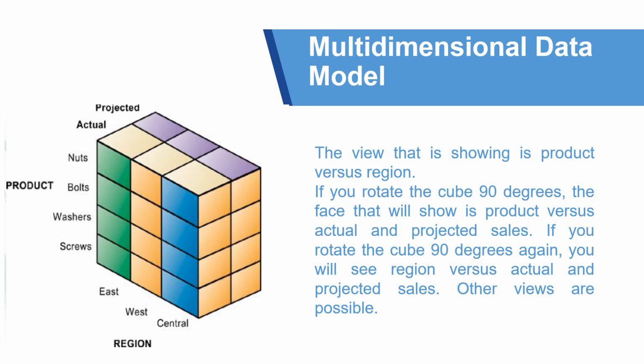Here on your screen is the multidimensional data model. As you can see on the left side, there's actually a Rubik's Cube. The view that is showing is product versus region. Try to imagine a Rubik's Cube and rotating it at a 90-degree angle. The face that will show is the product versus the actual and projected sales. And again, if you rotate it at a 90-degree angle, you will see the region versus the actual and projected sales. And then other views are also possible. You can also see the view of the projected sales versus a specific product.